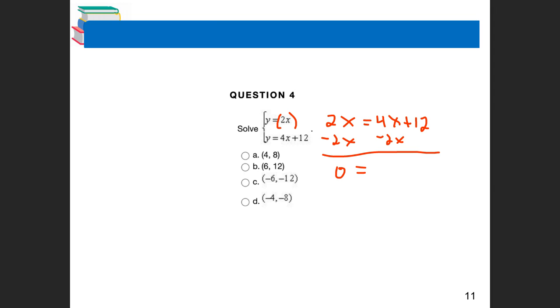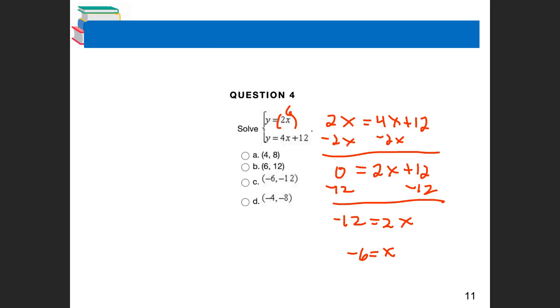So 0 is equal to 2x plus 12. I'm going to subtract 12 from both sides. So 2x equals negative 12. X equals negative 6. Okay, now I could stop in this one because C is the only one that has negative 6 for an answer, but I'll just plug it back in here. So if I put negative 6 back in here, 2 times negative 6 is negative 12. So negative 6, negative 12 should be my answer. And all of your answers should look like this tonight or this week. They should be ordered pairs, and that's how you should write your answers.